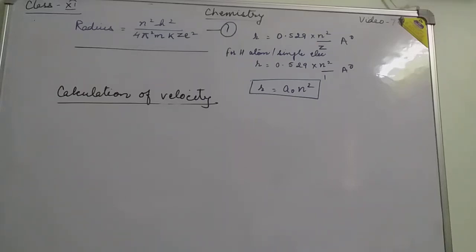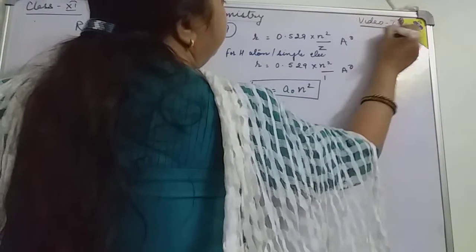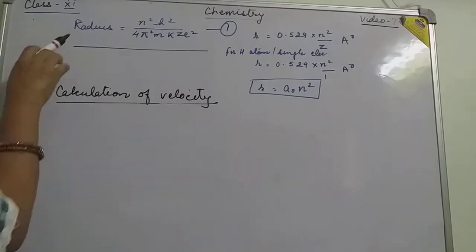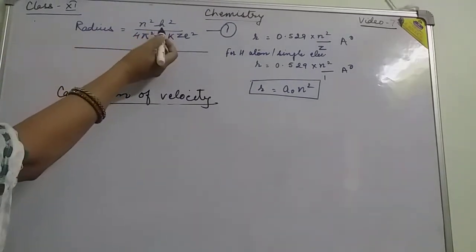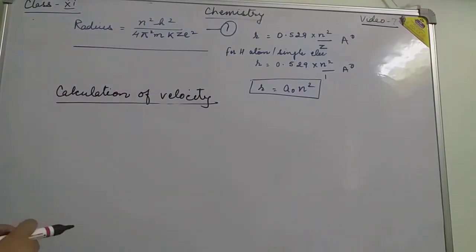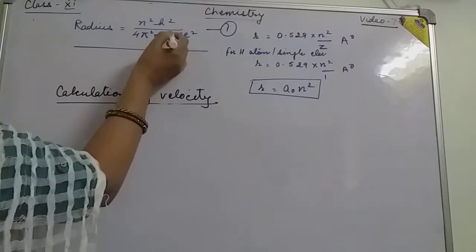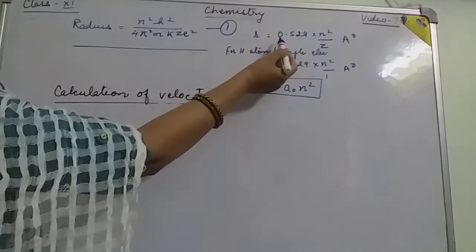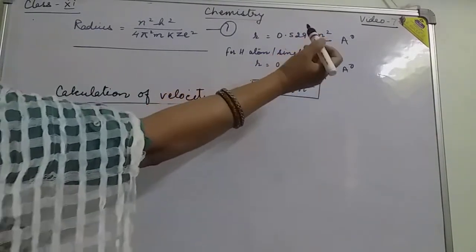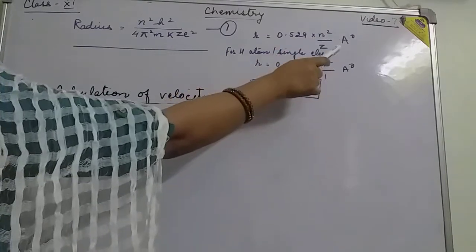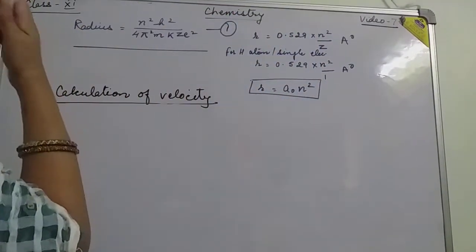Hello everyone, this is our next video, number 7 of the chapter Structure of Atom. In the previous video we studied the radius calculation. As you know, radius is equal to n square h square by 4 pi square m k z e square, where if we calculate the constants, we have 0.059 angstrom into n square by z. n is the number of shell and z is the atomic number.